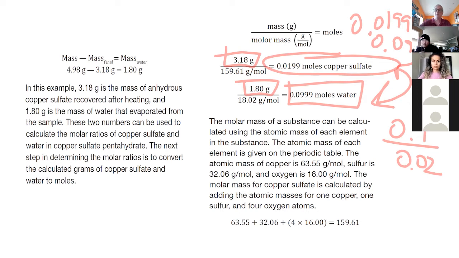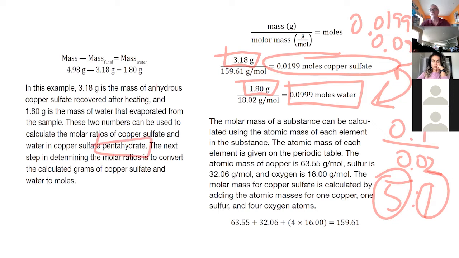The ratio will be 5 to 1, meaning there's 5 moles of water for every 1 mole of copper sulfate. So what would we call the hydrate of copper sulfate? We would call it copper sulfate what hydrate? Oh, pentahydrate. Penta, right, and that's what it is. Pentahydrate. So, I mean, we would like to get results this good.